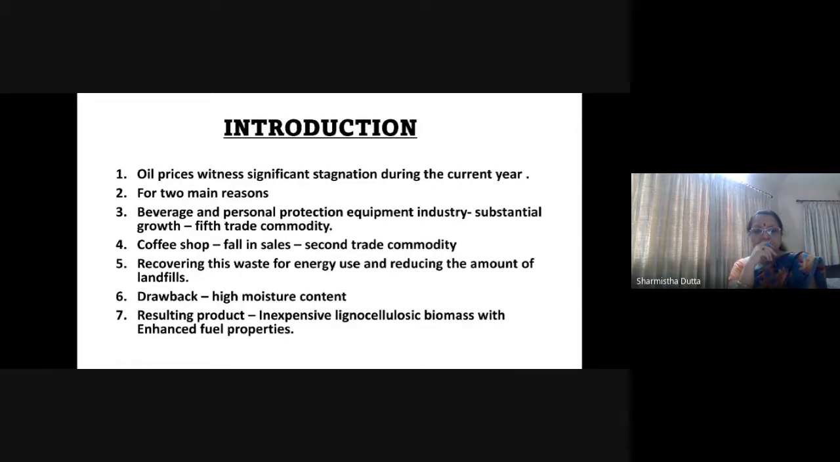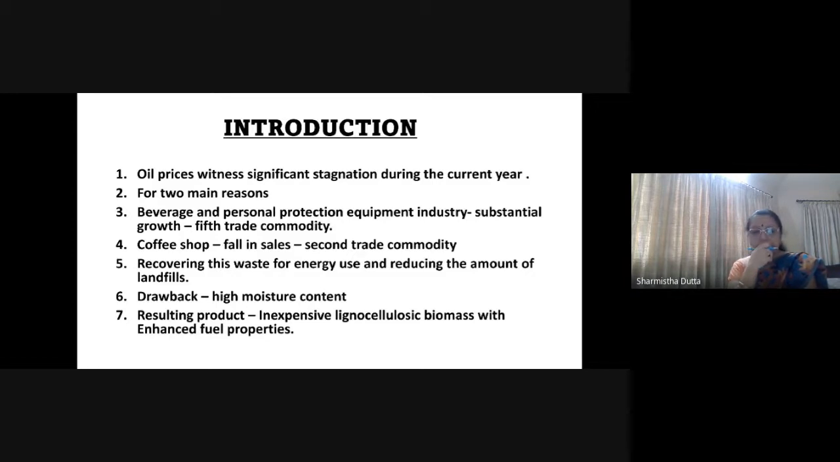Introduction. Oil prices witnessed significant stagnation during the current year for two main reasons. One is the oil price war between two of the world's strongest oil producing countries, and the second is the COVID-19 pandemic. In the world lockdown of March 2020, governments issued stay-at-home orders. For instance, the loss of the oil industries worsened. Some industries such as beverage and personal protection equipment industries experienced substantial growth in 2020. The rise in beverage sales led to an increase in biomass waste.